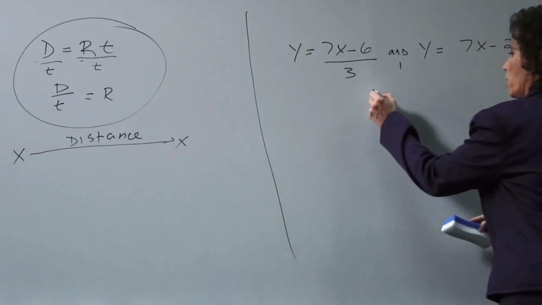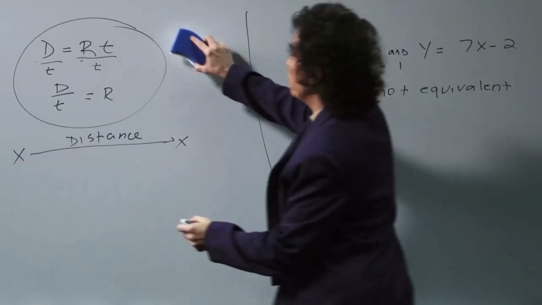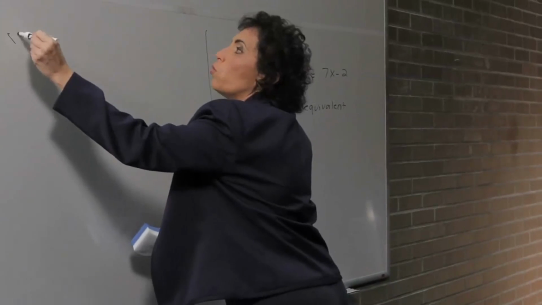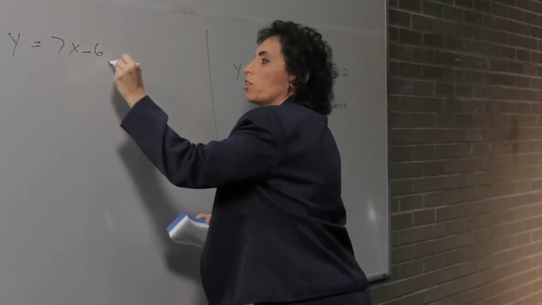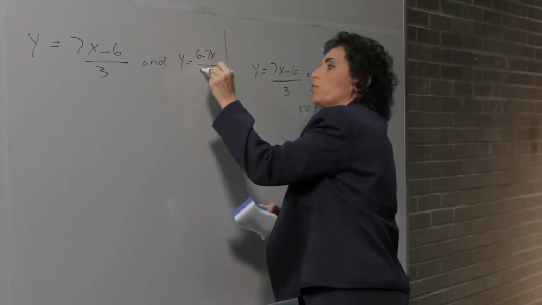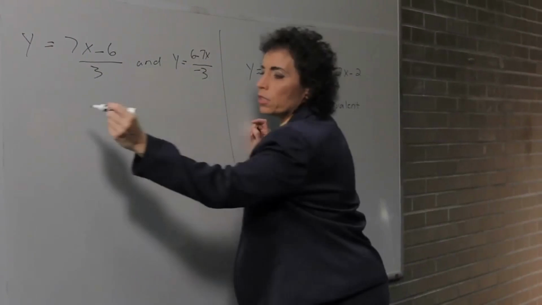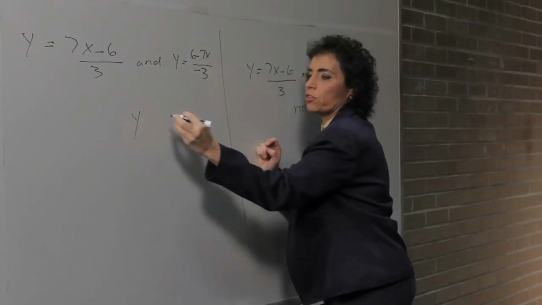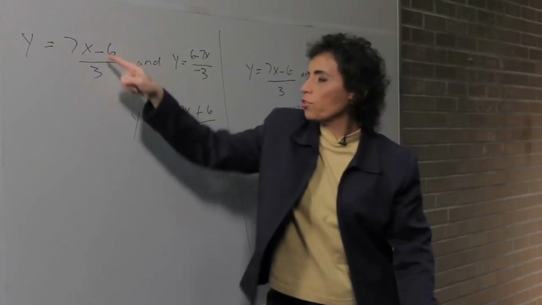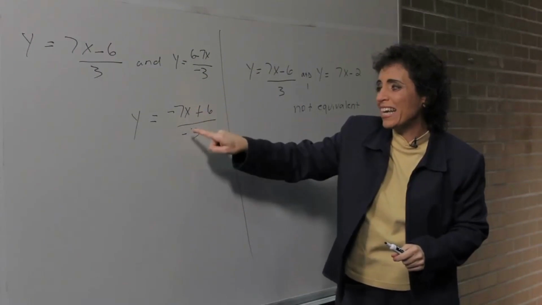Let's look at the second example. And it'll take me a second to write it right down. Let's get this distance problem out of here. The second one was y equals 7x minus 6 over 3, and y equals 6 minus 7x over negative 3. Taking a look at this, I'm going to rewrite this one to make the 7x go first. Well, this is actually negative 7x plus 6 over negative 3. We want to know if these are equivalent. A lot of times, a lot of books do not like to have a negative in the denominator. So what they do is they put the negative in the numerator.